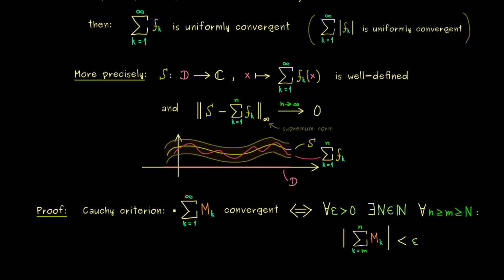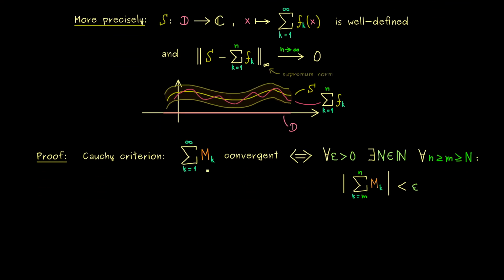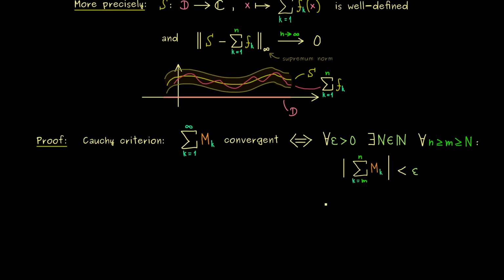And now please recall, in the assumption of the theorem, we assumed that we have the convergence for the series of Mk, which means we have the Cauchy criterion as well. Hence, for a given epsilon greater than 0, we can choose a capital N as above. And then we immediately get a result for the series of the functions fk.